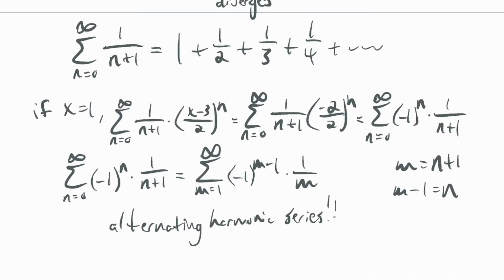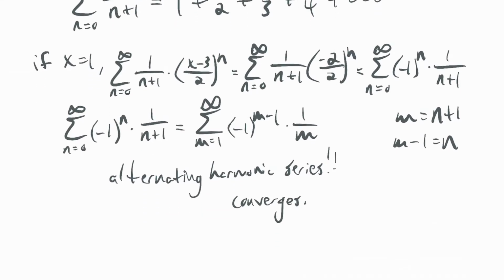So this converges absolutely. Sorry, converges. Not absolutely. It converges. My mistake. So we get convergence at 1. So really, r equals 2 and I equals 1 to 5, including 1, but not including 5.